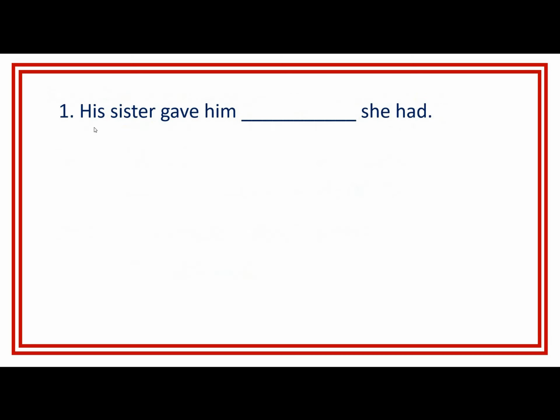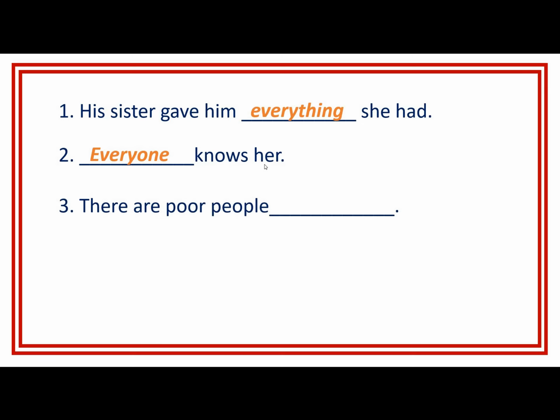Number one, his sister gave him blank she had. 5 seconds. Answer is, his sister gave him everything she had. Number two, blank knows her. Answer is, everyone knows her. Number three, there are poor people, blank. Answer is, there are poor people everywhere.